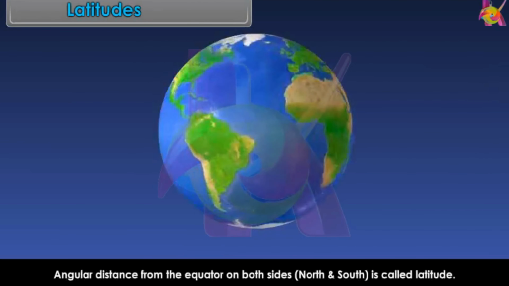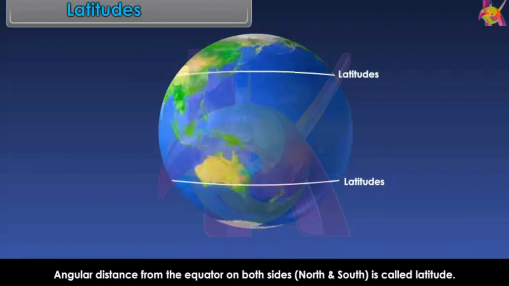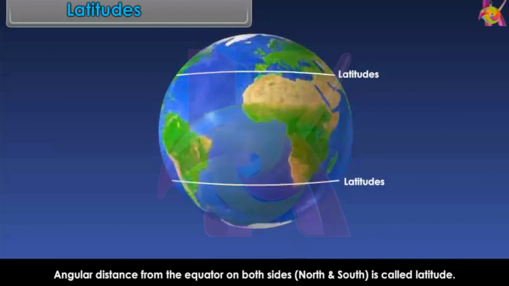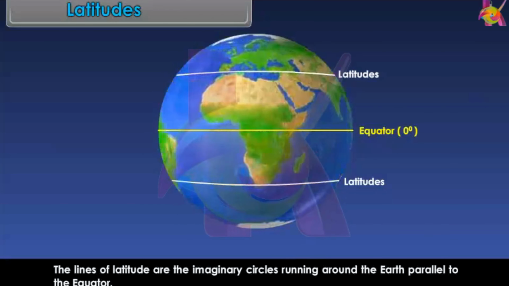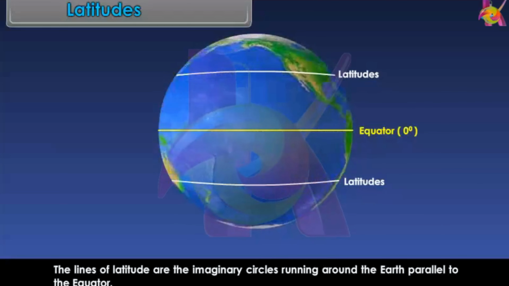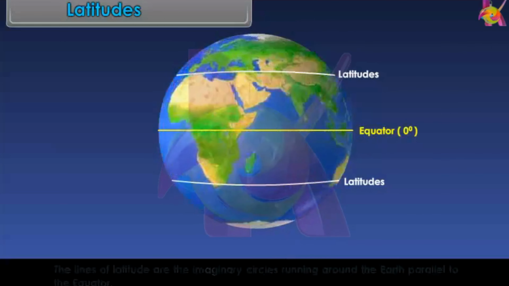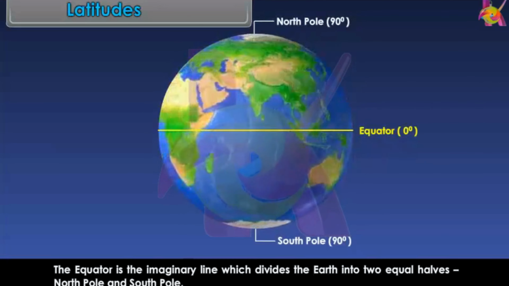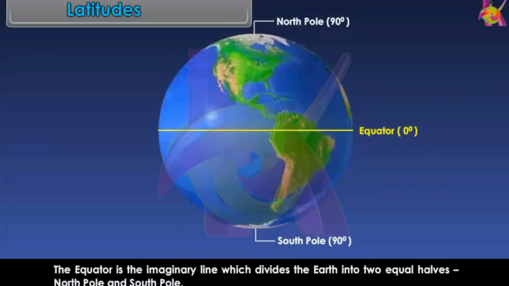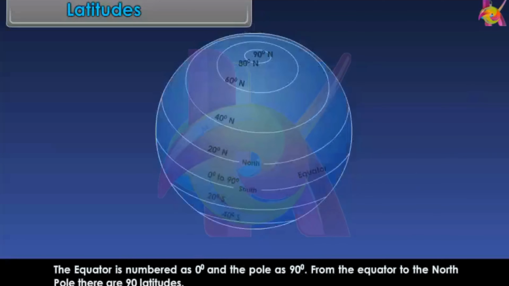Latitudes. Angular distance from the equator on both sides, north and south, is called latitude. The lines of latitude are the imaginary circles running around the Earth parallel to the equator. The equator is the imaginary line which divides the Earth into two equal halves, Northern and Southern Hemispheres. The equator is numbered as 0 degrees and the pole as 90 degrees. From the equator to the North Pole, there are 90 latitudes.